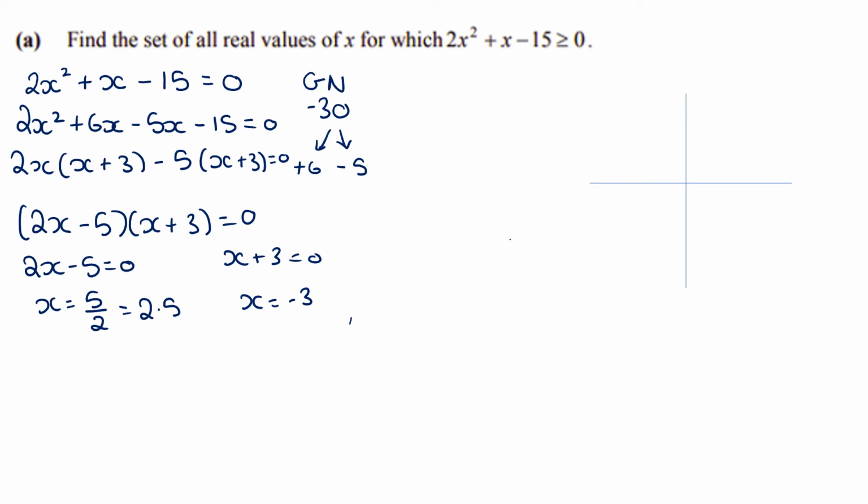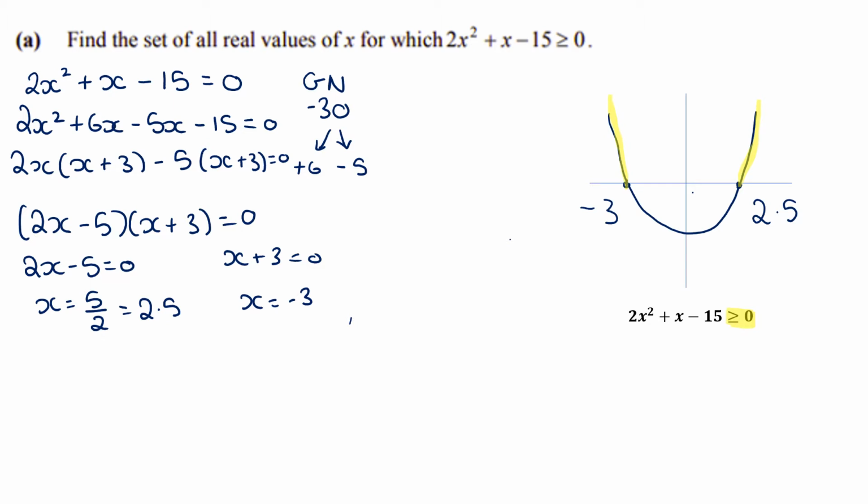So here is just a very rough sketch of a positive quadratic. It looks something like this. Here is my minus 3. Here is my 2.5. The inequality we want to work with is 2x squared plus x minus 15 is greater than 0. And that's the important part. Greater than 0 means where it's positive. We're talking about where the function is positive or where y is positive. So we're talking about above the x-axis.